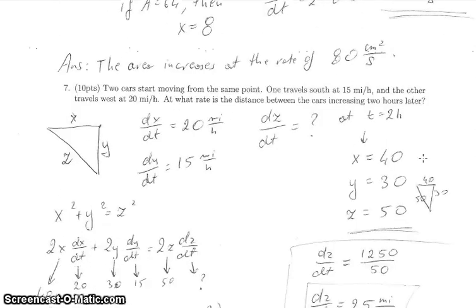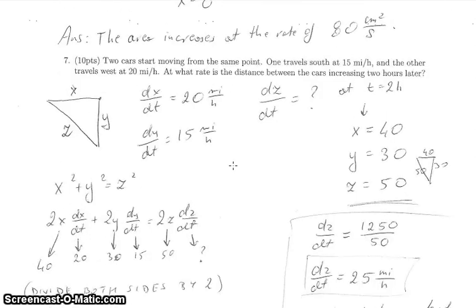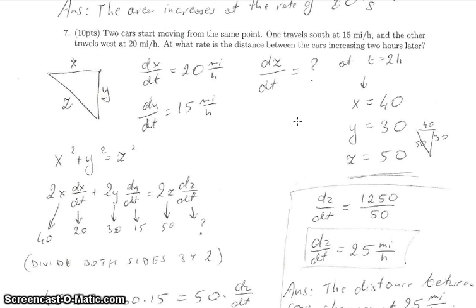Problem 7. Two cars start moving from the same point. One travels south at 15 miles per hour and the other travels west at 20 miles per hour. At what rate is the distance between the cars increasing 2 hours later?